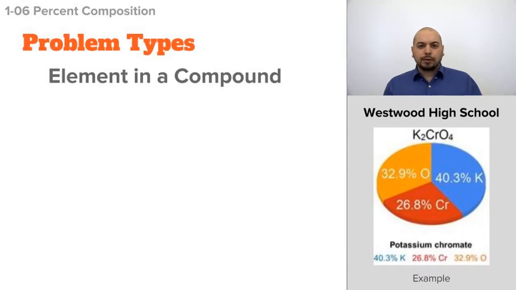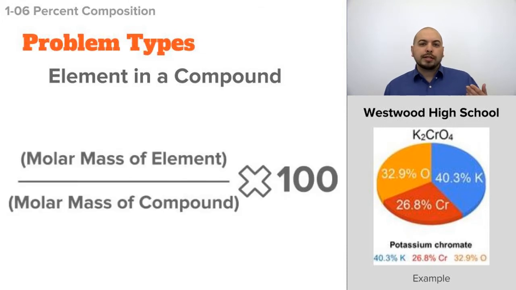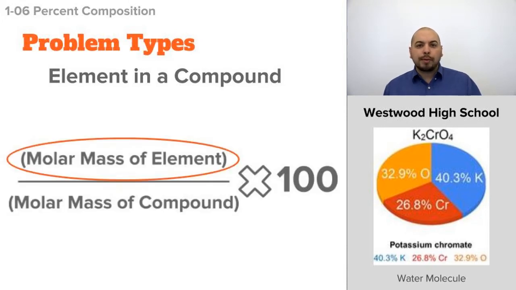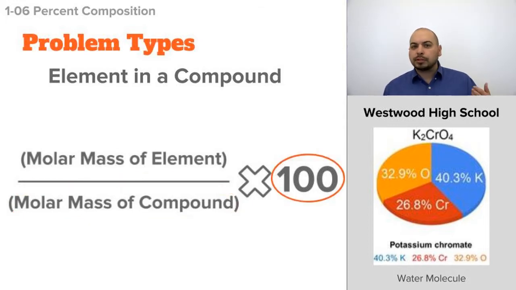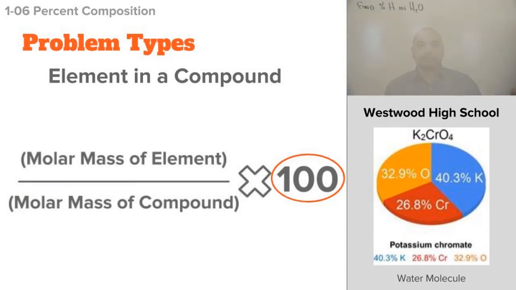So in general, percent composition is essentially saying how much mass of a compound is made up by a single element. The way we can solve for this is we take the total mass of all atoms of that element in the compound and divide by the total molar mass of the compound itself. That gives us a decimal, and then to get a percentage we multiply by 100. So that's going to give us our percent by mass.